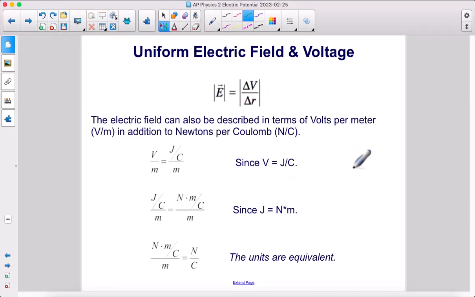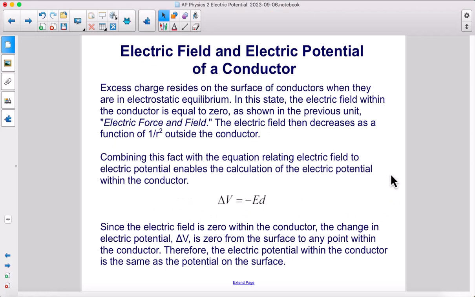Let's go over units. The electric field can also be described in terms of volts per meter, in addition to newtons per coulomb, which we've used previously. So you can see here that voltage is in volts, distance is in meters. So volts per meter is another unit you might see for electric field. These units are equivalent.